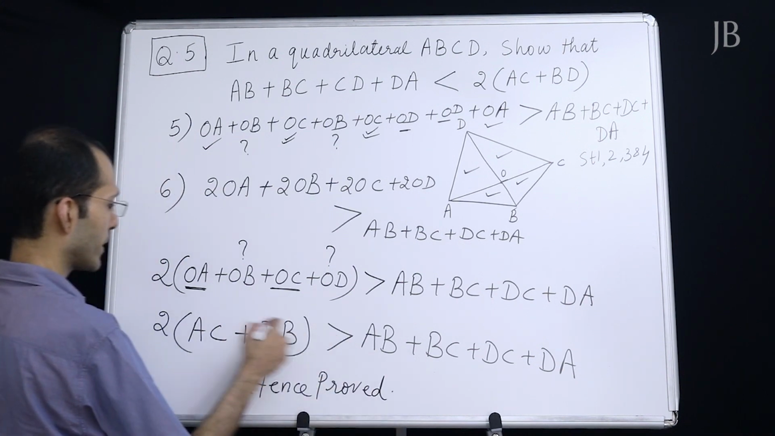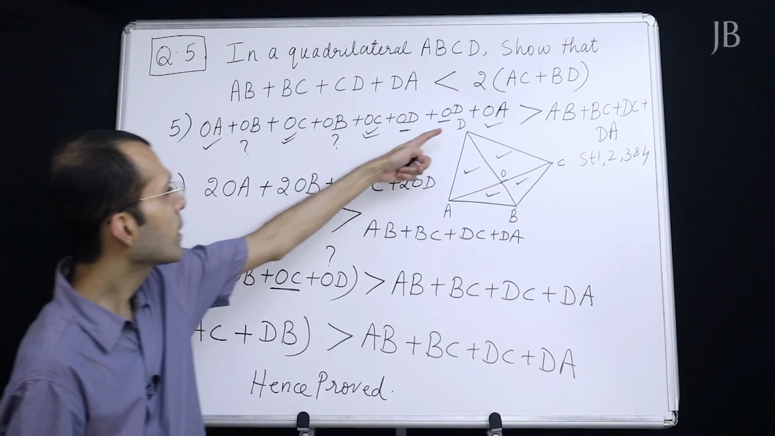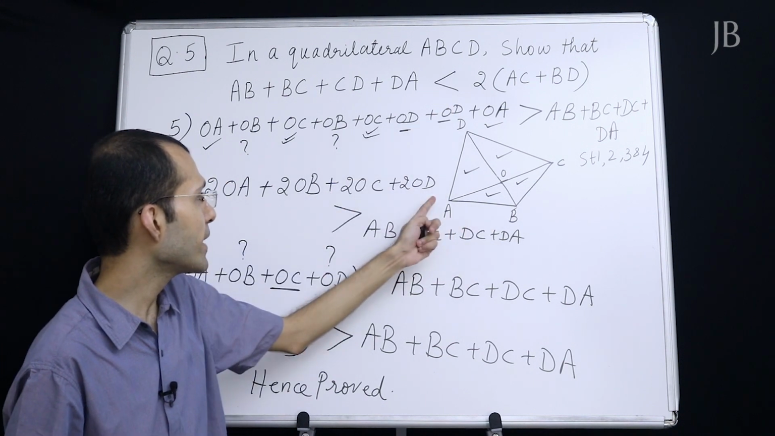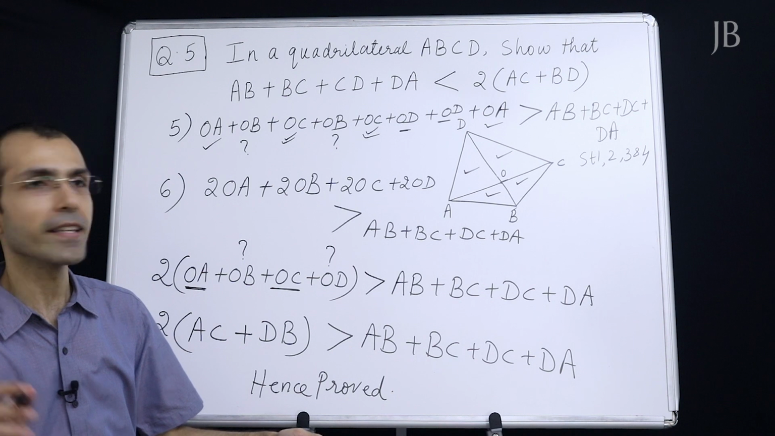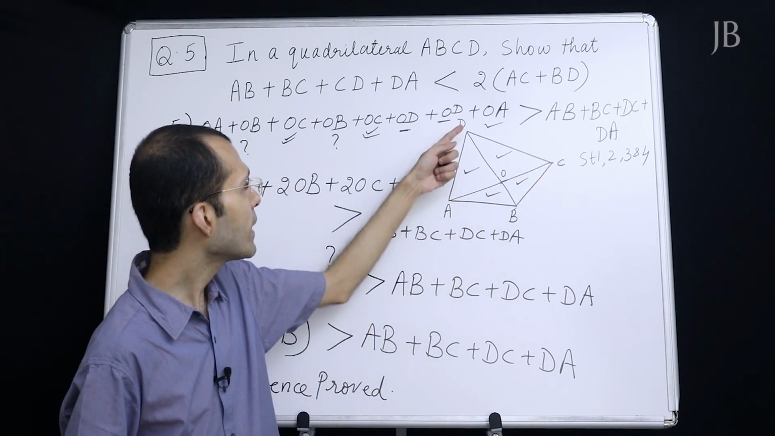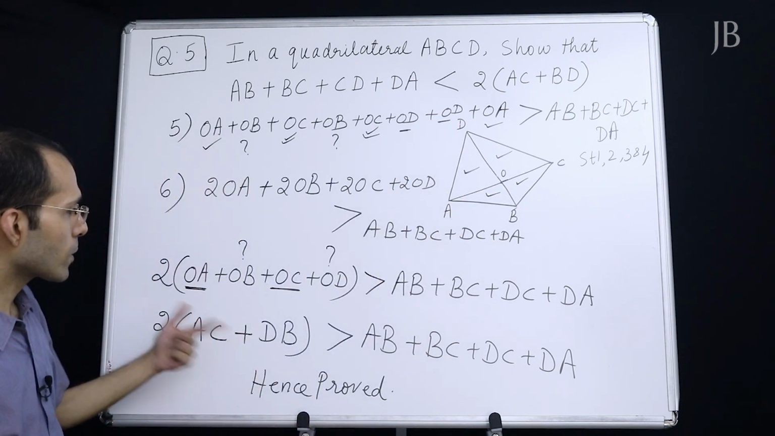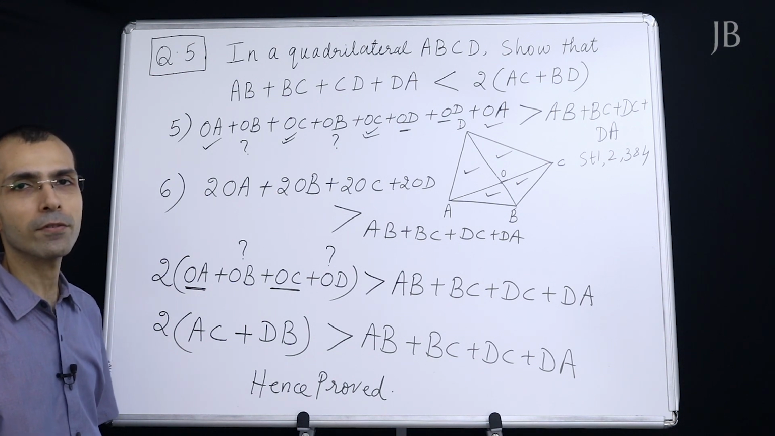And if you want to write any reason for this replacement, then you can write D O B is a straight line, and A O C is a straight line. Points are collinear. Therefore, AO plus OC will give us AC and DO plus OB will give us DB. That is what we have used, and we are done with this question 5.